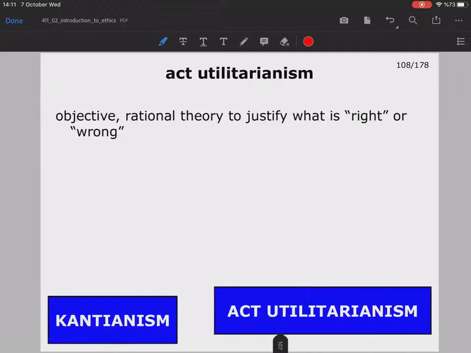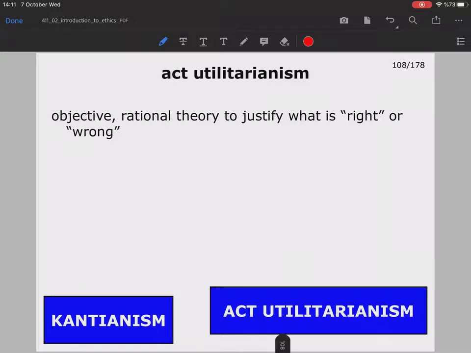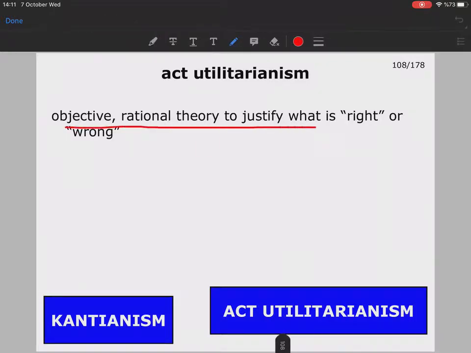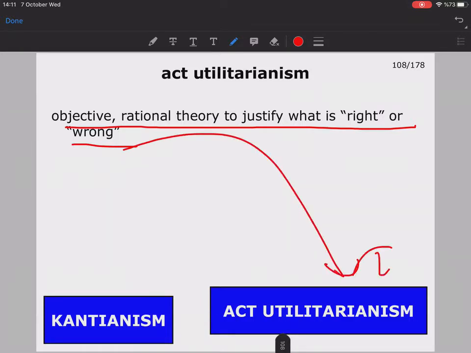It's susceptible. But it is an objective rational theory to justify what is right or wrong, and we put it in our list as a second rational ethic.